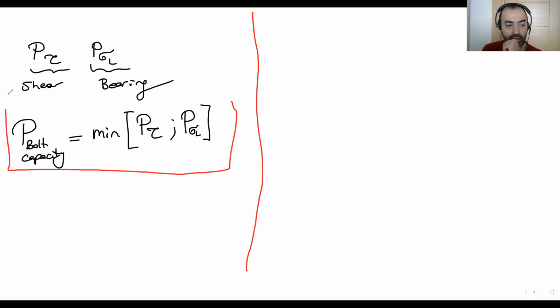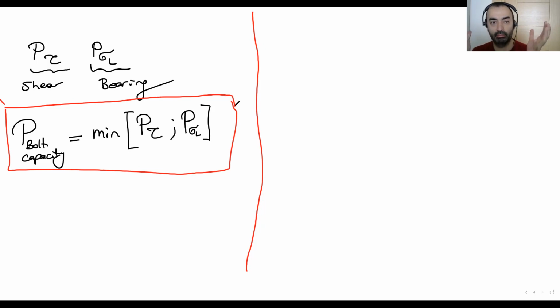Because we have two capacities, which one do I consider in the calculation of bolts? We have to compare these two, shear and bearing capacities, and the minimum one is the bolt capacity. Okay, minimum one is the bolt capacity.